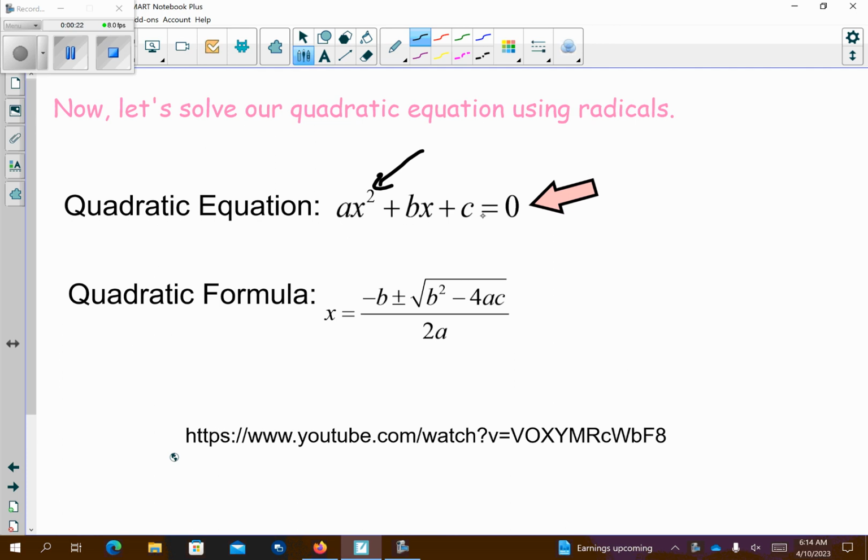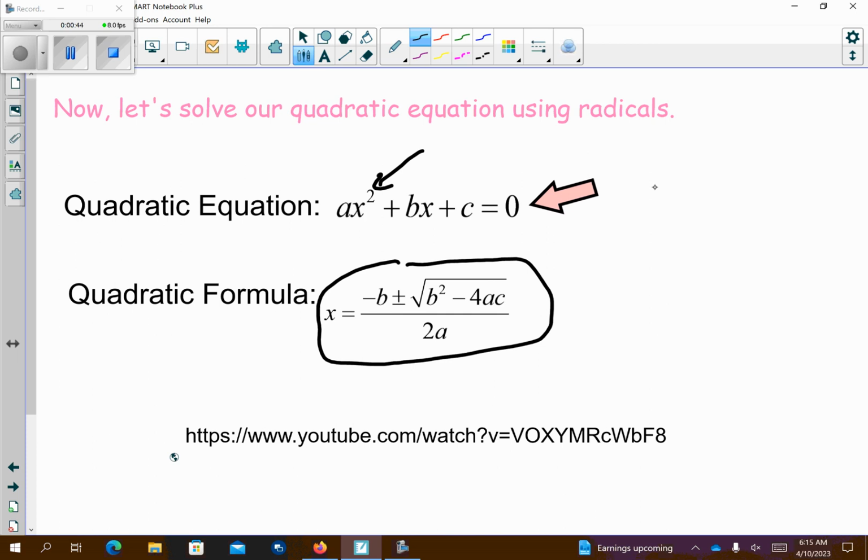We have A, B, and C. A, B, and C can represent any number we want. And then we still have the x's. And so the x is equal to this relationship. And yes, in class there's a silly song that goes along with it, but we'll give you the quadratic formula to work on over and over and over again.